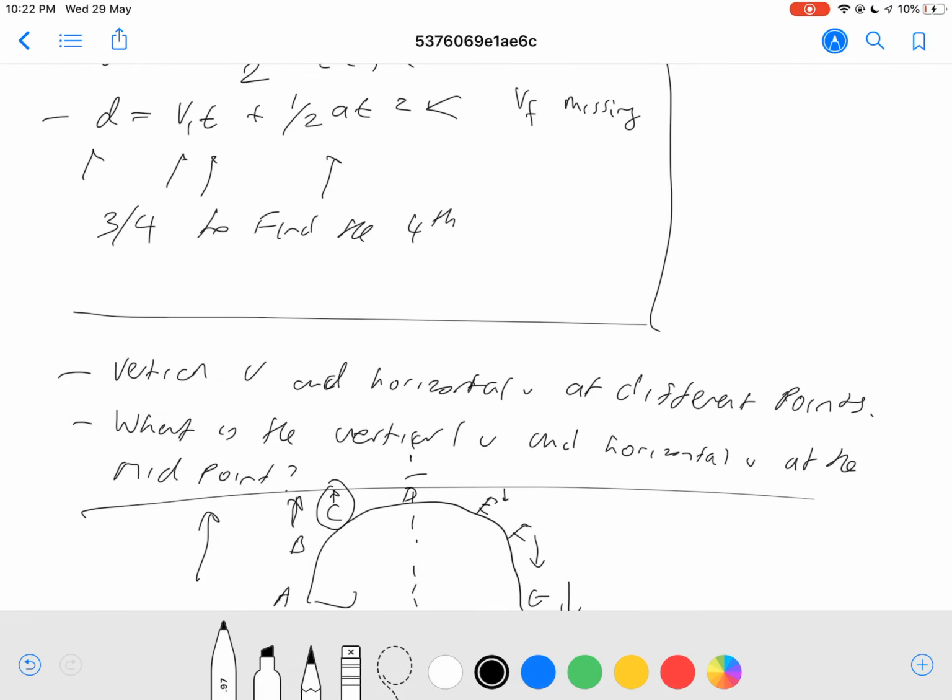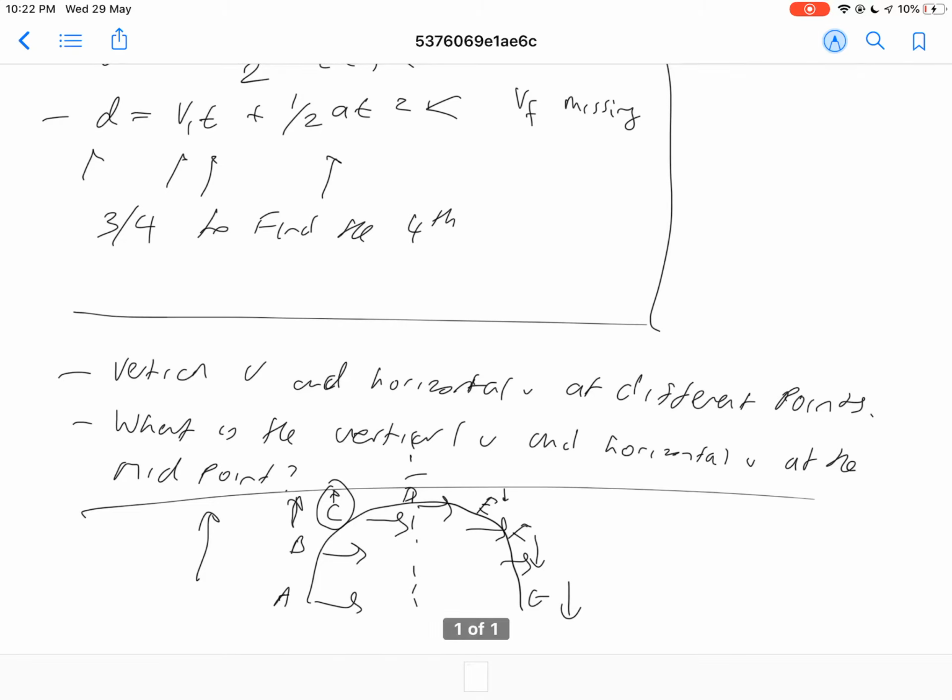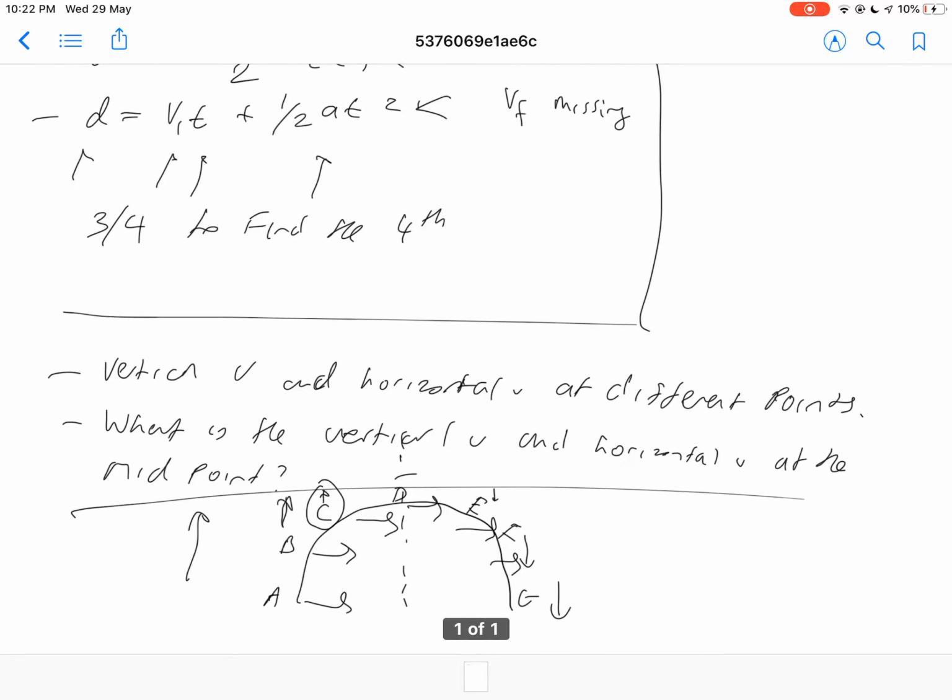And the horizontal velocity is just constant all the way, the same, just this exact same length. So that's a possible question to ask you. Another theory question that I might ask you.